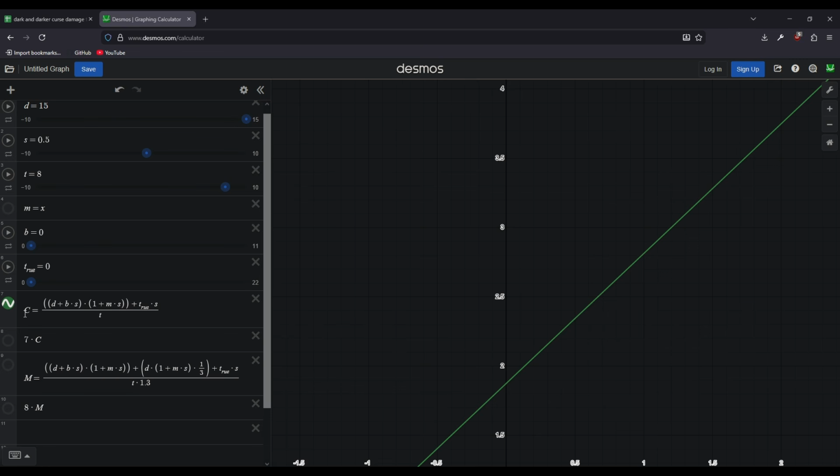Let's look at and play with the other variables. So we have B, which is representing the weapon's bonus magical damage. So for a white spellbook, it would be 2. And we can tell that this has a pretty strong effect. And then true is true damage, and this also has a pretty strong effect.